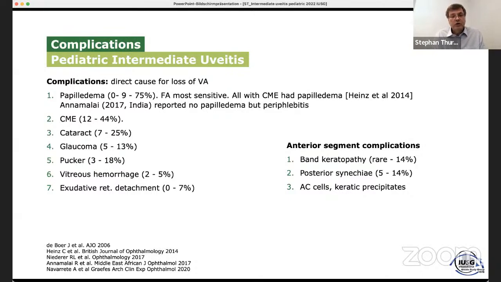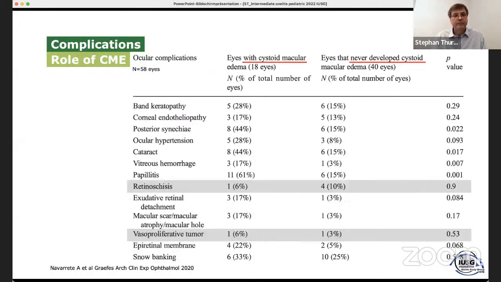Cataract and glaucoma are fortunately much less frequent. Epiretinal membranes are in the range of 3 to 16%, 18%, and vitreous hemorrhages are fortunately pretty rare, like exudative retinal detachment. Anterior segment complications are not so frequent, like band keratopathy, posterior synechia, and anterior chamber cells and keratic precipitates. I personally regard these as a spillover phenomenon from intermediate uveitis, like band keratopathy and posterior synechia too.